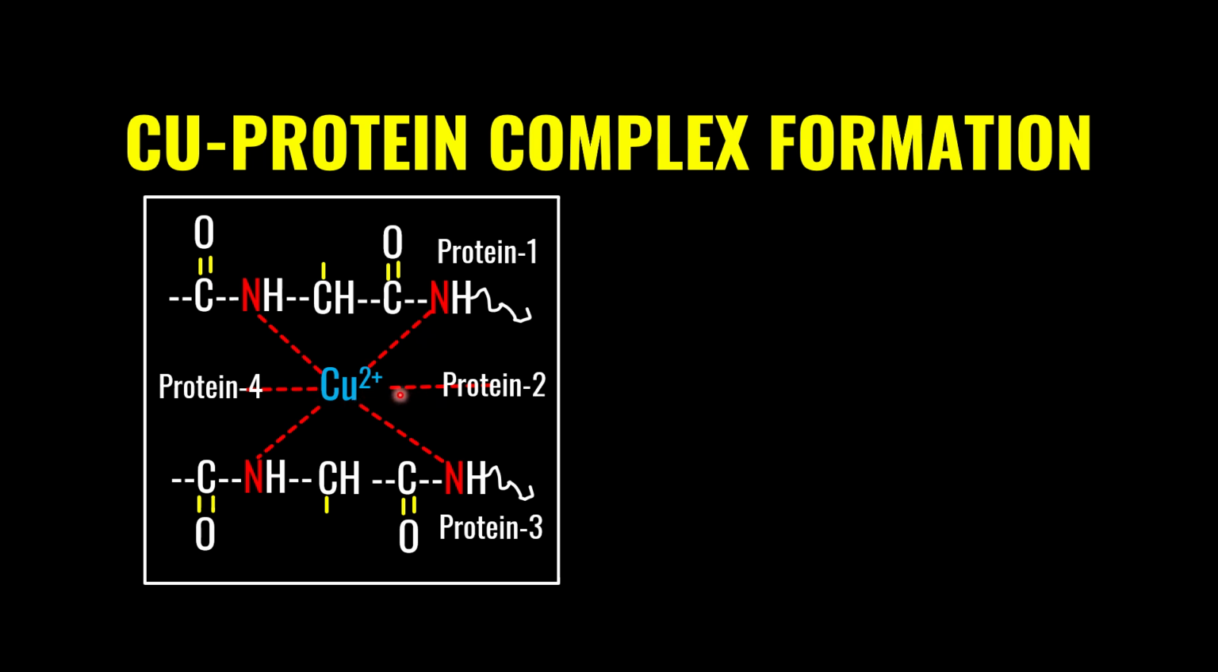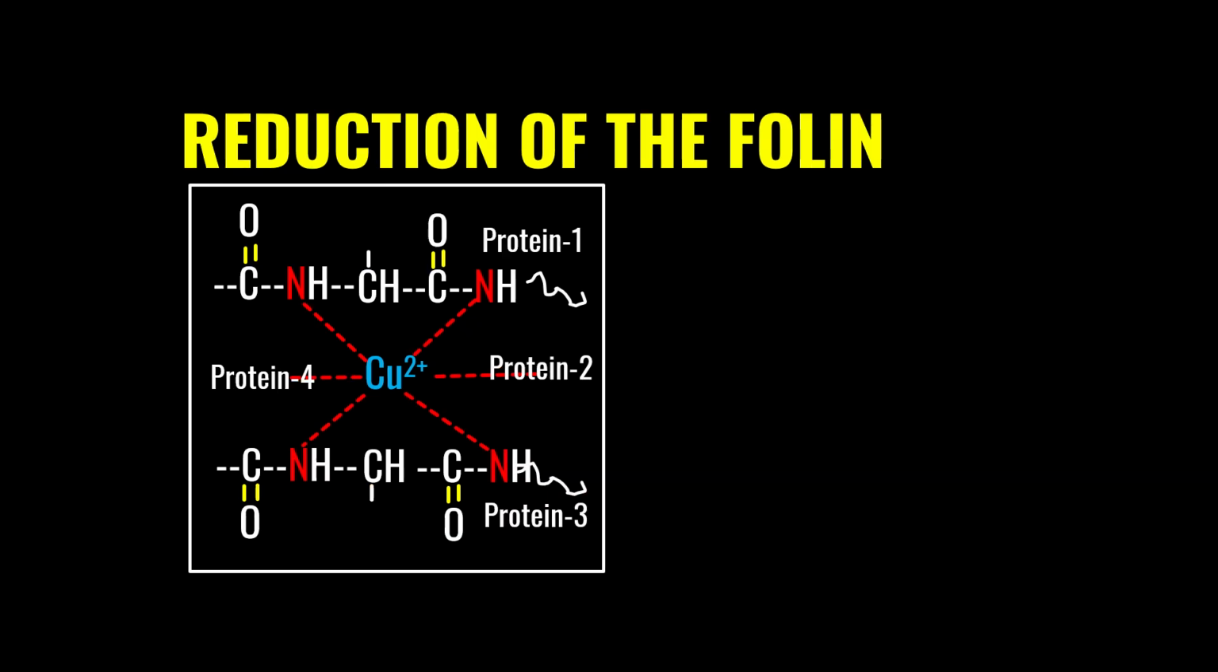In other cases you might see 6, but 5 and 6 are less common. Most common is tetravalent. So this is how the complex is formed, and let us see in the second step how this copper protein complex, formed in step 1, reduces the Folin reagent.